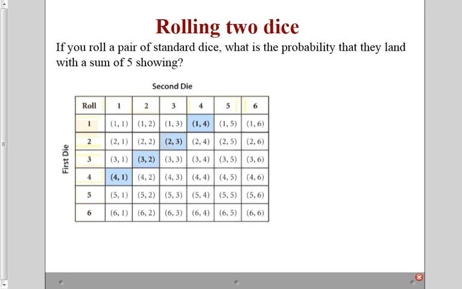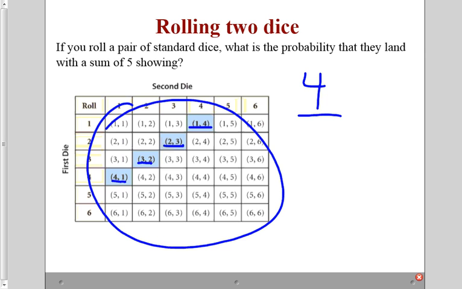But what I'm concerned with is what is the probability they land with the sum of 5 showing? Well, that's only 4 plus 1 is 5, 3 plus 2 is 5, 2 plus 3 is 5, and 1 plus 4 is 5. So there's only 4 desirable outcomes here. And then out of all of these outcomes, 36 of them to be exact, I've only 4 possible desired ones. So this reduces to just be 1/9.